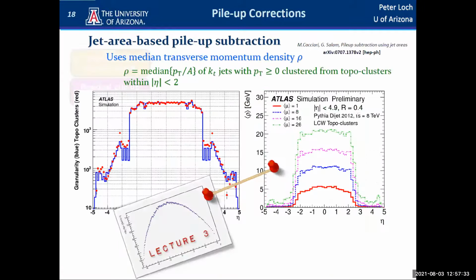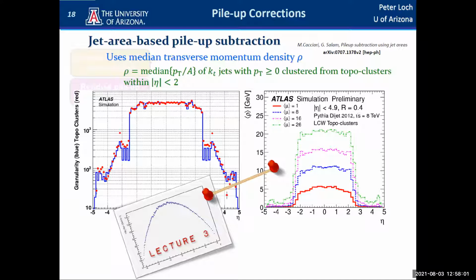If we look at the jet area-based pileup subtraction, the first step before we can actually go and apply Monte Carlo calibration, we have a problem in ATLAS in particular. If you look at the distribution of the average momentum density as a function of rapidity, which we showed in lecture 3, in the detector, if you look at the right figure, it looks very different.